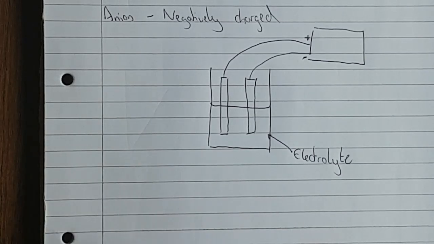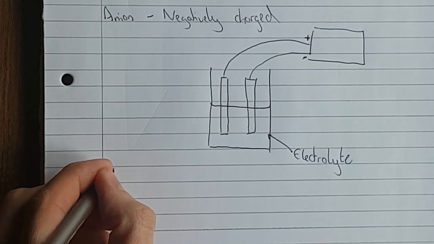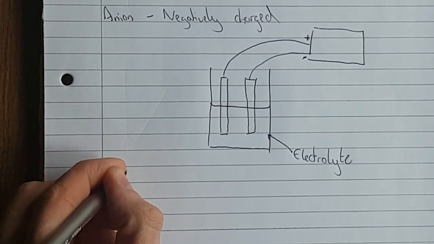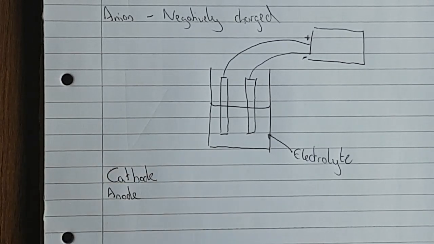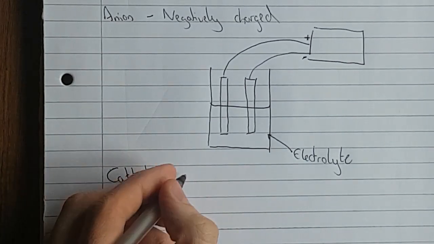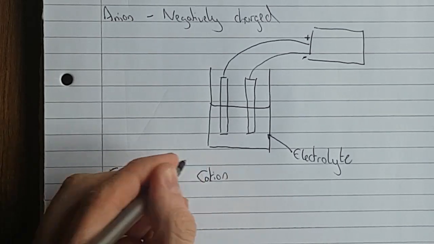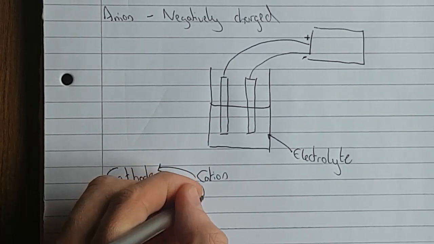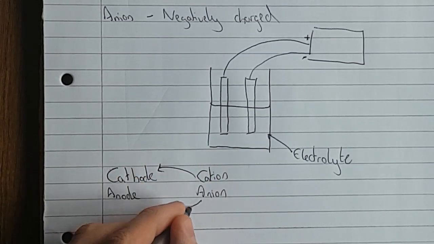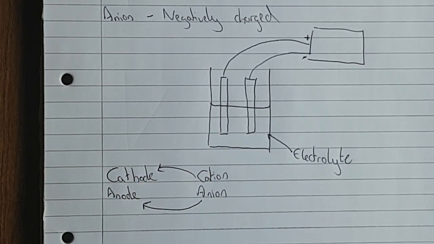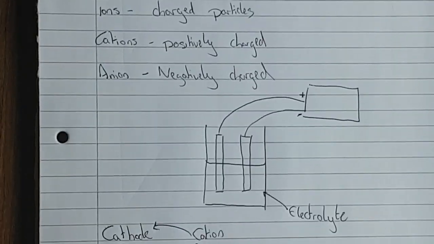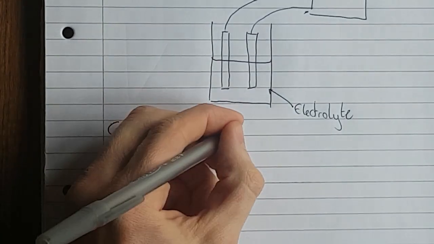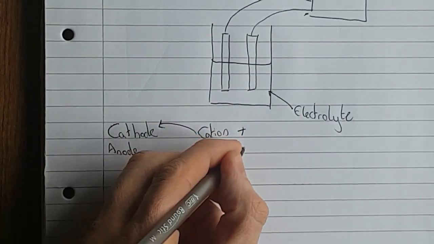So our electrodes will be called cathode and anode. And very handily, the cation will go to the cathode, and the anion will go to the anode. Now, as I said earlier, there are silly ways to remember what a cation and an anion is. Cations being positive, and our anion being negative.